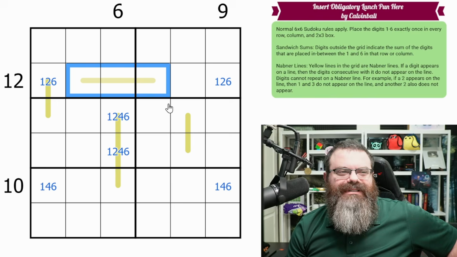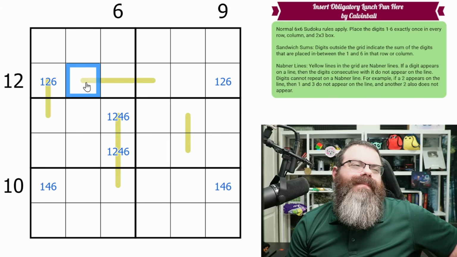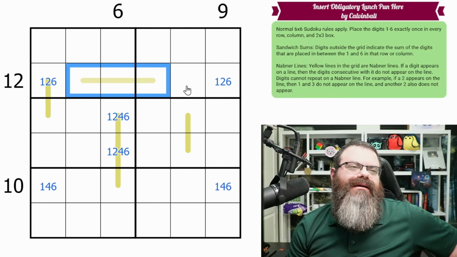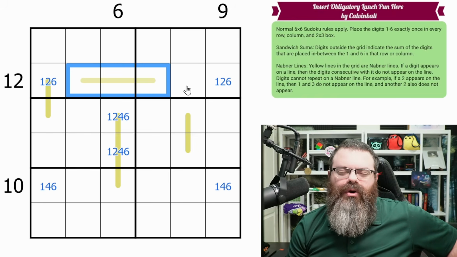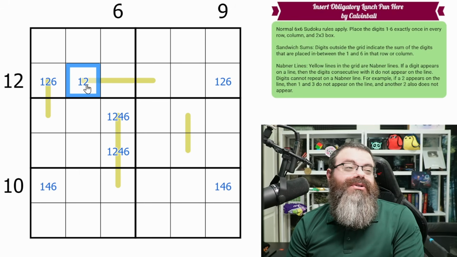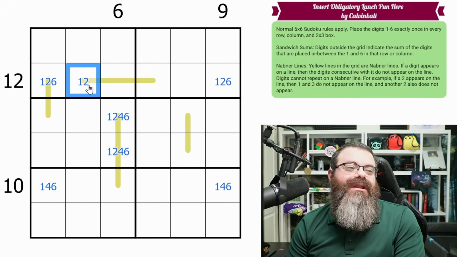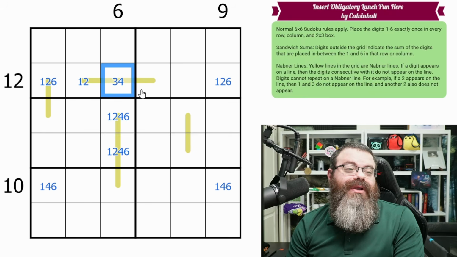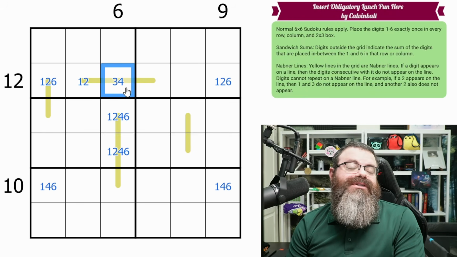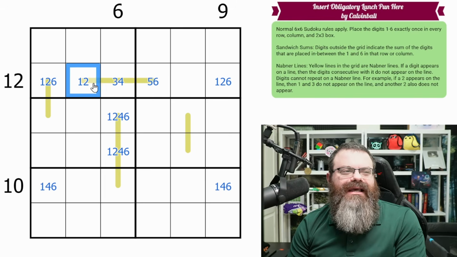But why are 3-cell Nabners interesting? Well, you can kind of think of them as being an entropic line, but more restricted than that. Because as soon as I put a 1 or a 2 on the Nabner, I can't put another 1 or a 2 on it, or they'd be consecutive. And then as soon as I put a 3 or a 4 on the Nabner, you can't put another 3 or 4. And so now I can't have a 1, 2, or a 3, 4, so I'm left with a 5, 6. And that's always going to happen.